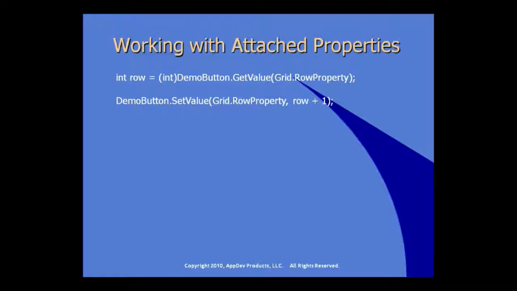We pass in again the indicator of which property we're talking about. That's grid.row property, for which it's a static property. There's only one of those. We pass it to the .NET framework. It finds the correct dictionary entry, and we give it row +1, and it puts that into the dictionary, setting the value for that property.